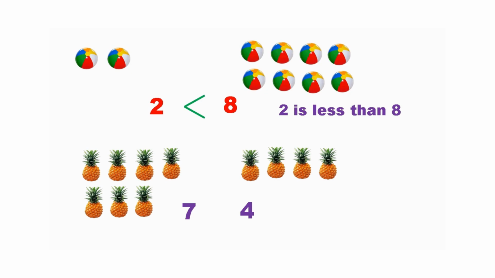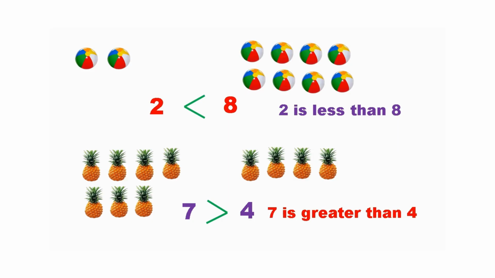Now the crocodile will open towards the greater number. So what sign we need to put here? Greater than sign. The opening will be towards the greater number. Now we have to put greater than sign. So how do we read it? 7 is greater than 4. This is how we have to read. Greater. Greater.